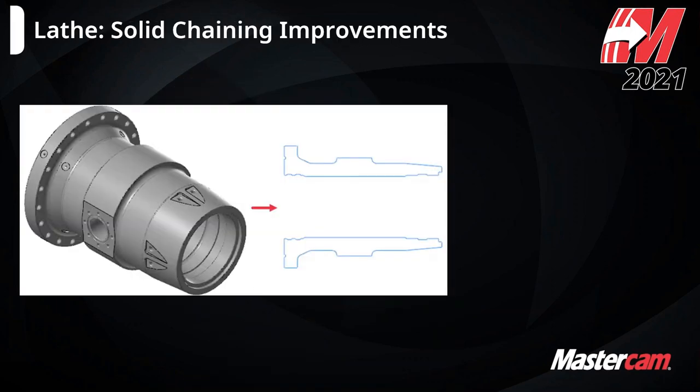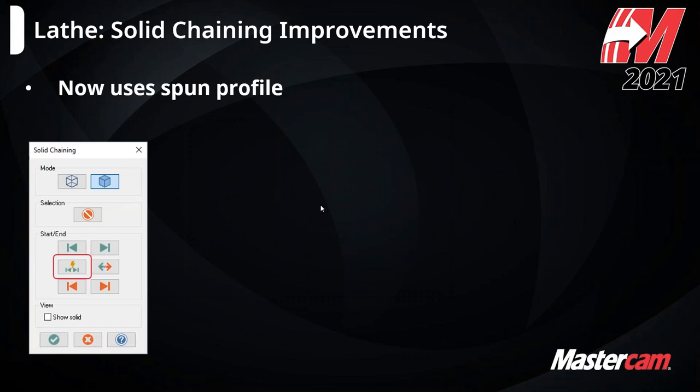So we've improved solid chaining in lathe. Before, solid chaining would always use a slice version of the model, which anyone that's used the turn profile function in lathe knows gives a much better representation of what you are and aren't able to turn before you get into any live machining. So it now uses a spun profile, similar to the turn profile function. So just another way to reduce having to create wireframe in Mastercam.